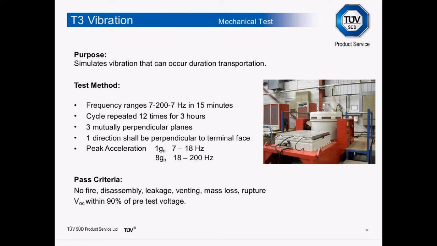It involves peak accelerations of 1 g between the frequencies of 7 to 18 Hz and increases to 8 g between 18 and 200 Hz. Again, the pass criteria is the same: no fire, disassembly, leakage, venting, mass loss or rupture. And the open circuit voltage at the end of the test must be within 90% of the voltage that you measured at the start of the test.